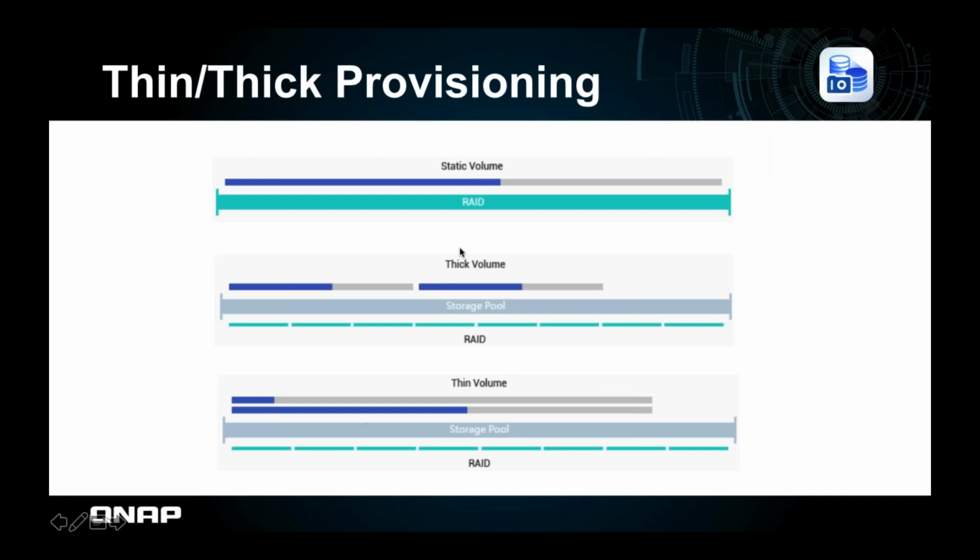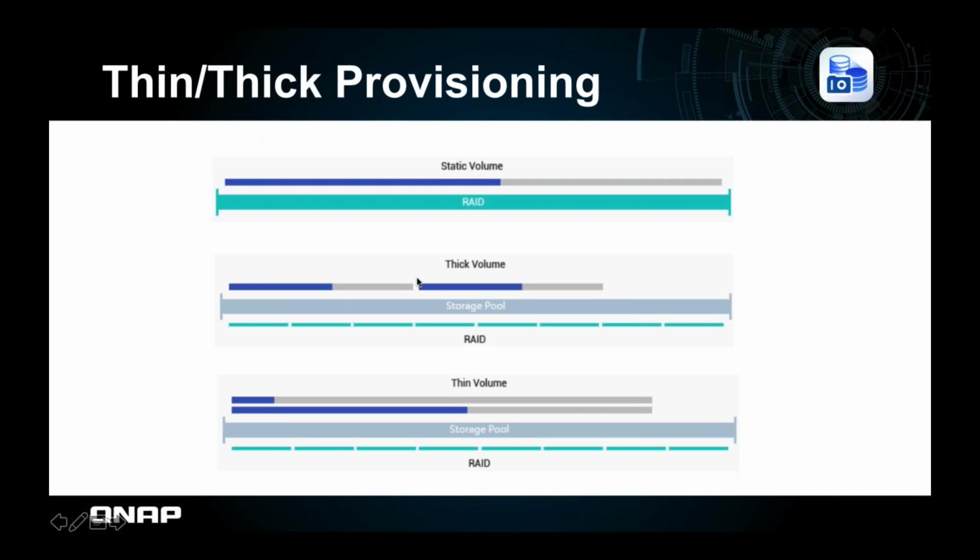So here are pictures to represent static, thick, and thin. For static, you have your RAID group, and your RAID group is your volume. So it's just very simple. Your RAID group is your volume. But for thick provisioning, on top of a RAID group, you have a storage pool. And on top of a storage pool, you can make multiple thick volumes or LUNs.